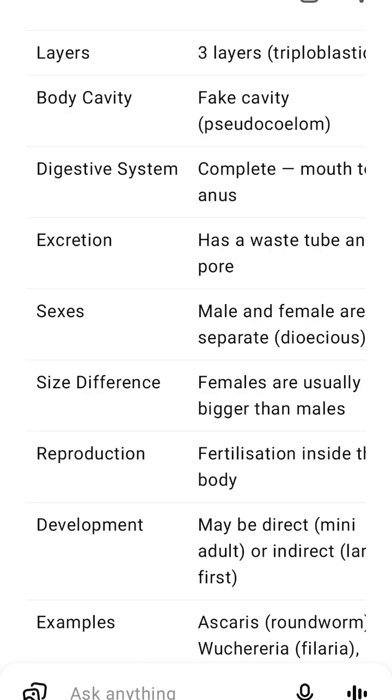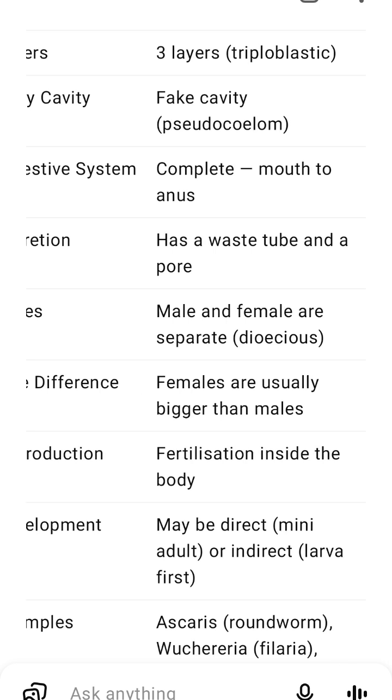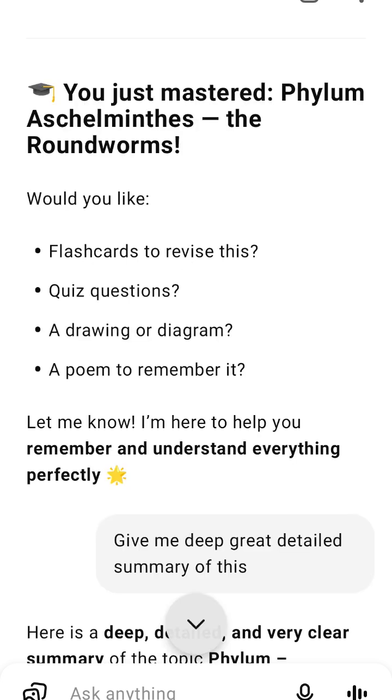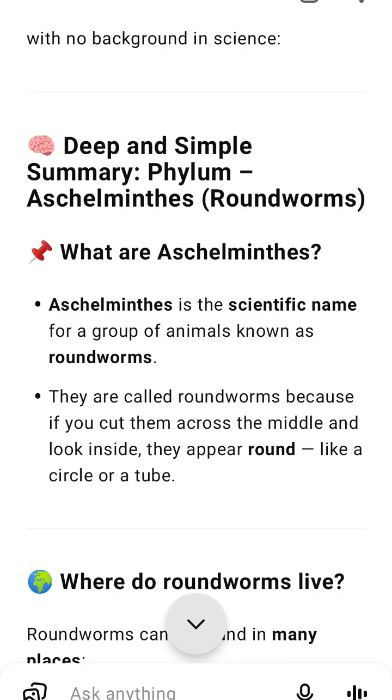2. Wuchereria filaria worm, lives in human blood or lymph vessels, causes elephantiasis, huge swelling in body parts, spread by mosquitoes. 3. Ancylostoma hookworm, has a hook-shaped mouth, attaches to the inside of intestines and sucks blood, causes weakness and anemia. Enters through the skin, usually the feet.